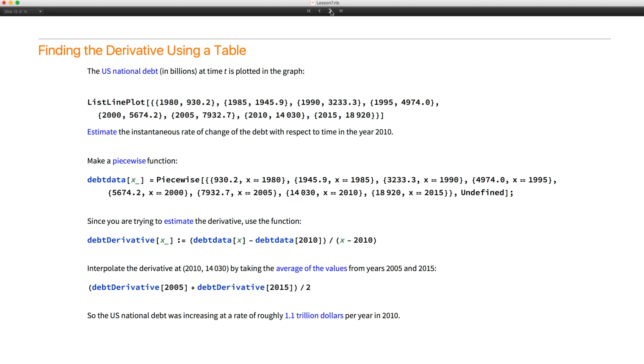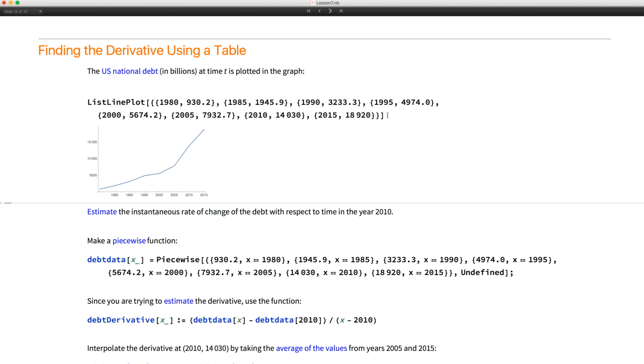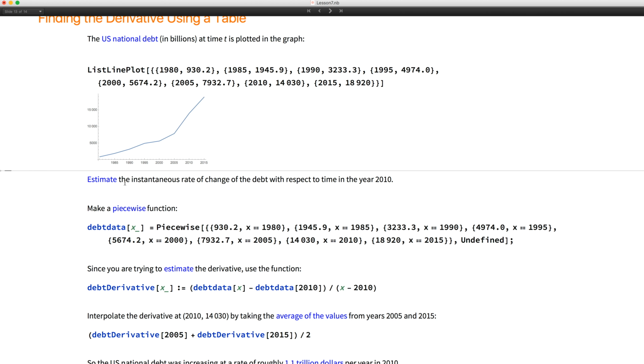And finally, an example involving tables. So here is the table showing the US national debt in billions between 1980 and 2015, measured at 5-year intervals. So here's a plot. It's clearly going up. The question is, can you estimate the instantaneous rate of change at the year 2010? So as the first step, you make a piecewise function from it, because that lets you build the function starting from the data.